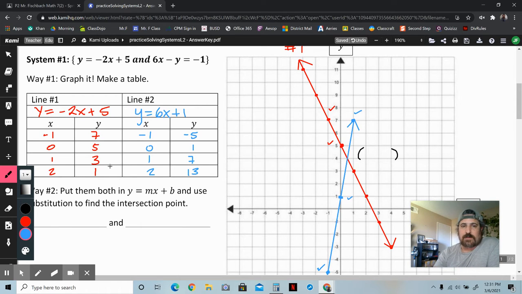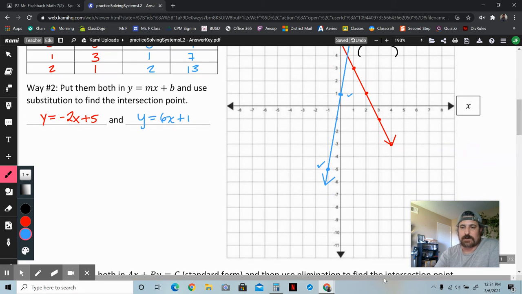Anyways, once you've done all that, the next thing you're going to do is solve it with substitution. So we know the graphs look pretty good. We kind of have a sense of where the answer is. We want to know exactly where the answer is. So y equals -2x plus 5 is one of our lines, and our other line is y equals 6x plus 1. Both of these are in y equals mx plus b, which is the easiest way to do substitution. It's just to plug right into y equals mx plus b, and I'll show you why.